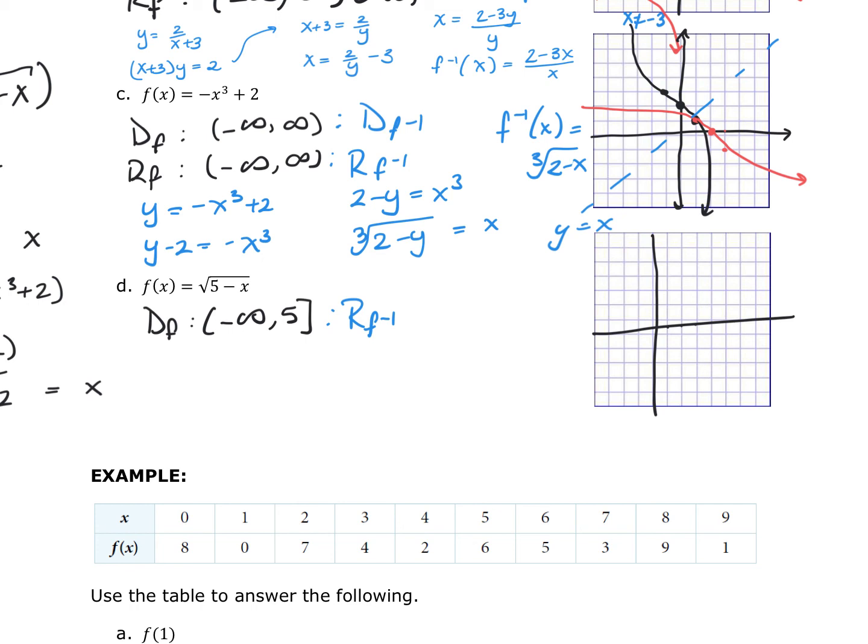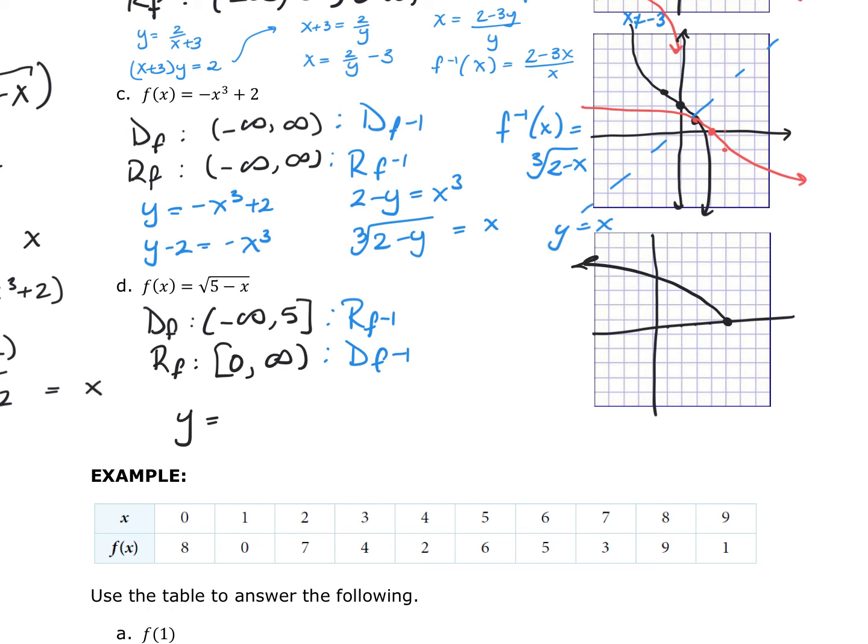1, 2, 3, 4, 5. So here's (5, 0). And then I can continue to put in values for x as long as it stays in the domain. And I'm going to get something that looks like this. So here's my original function. Now you can see from my original function that I have the range being from 0 to infinity, inclusive of 0, going to infinity. This becomes the domain of my inverse. So let's go ahead and find the inverse.